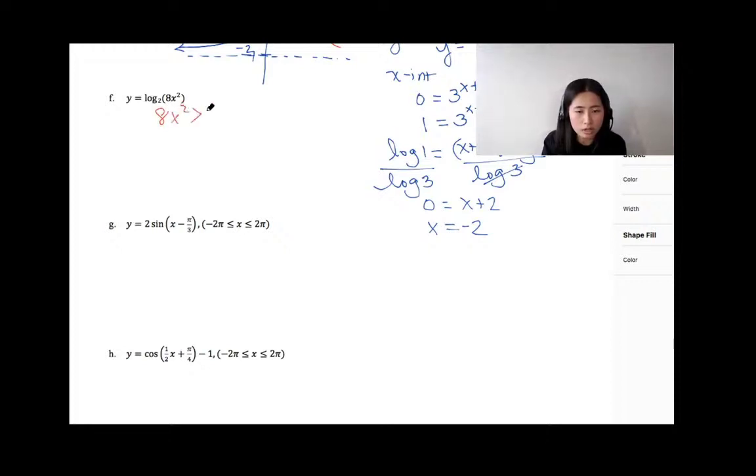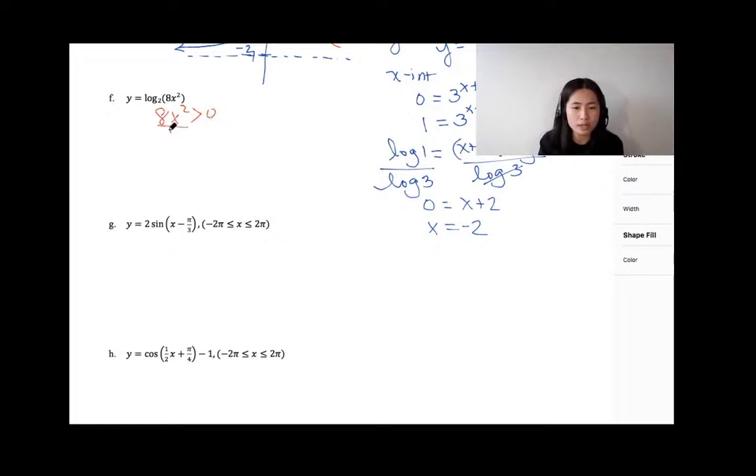8x squared greater than 0. And how do I know that this needs to be greater than 0 and not greater than or equal to 0? Well, if you have log 2 of 0, that means it's undefined, right? You cannot have your function at x is equal to 0. That's why it needs to be greater than 0.